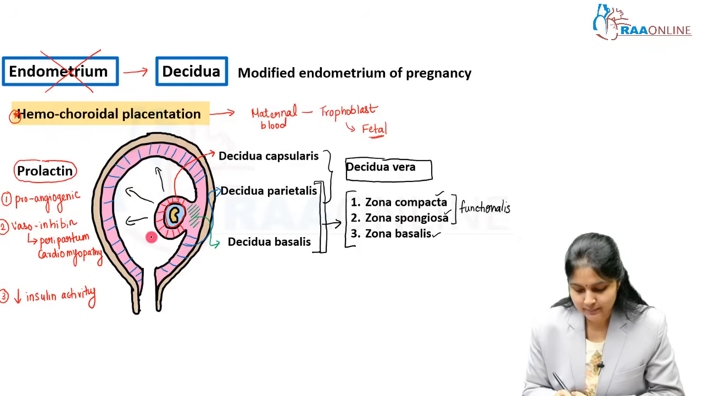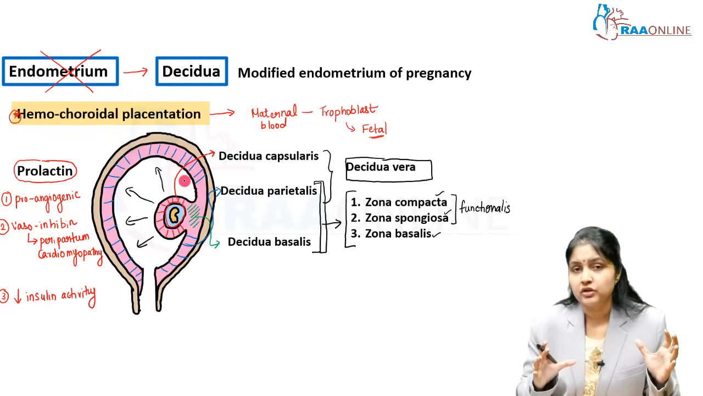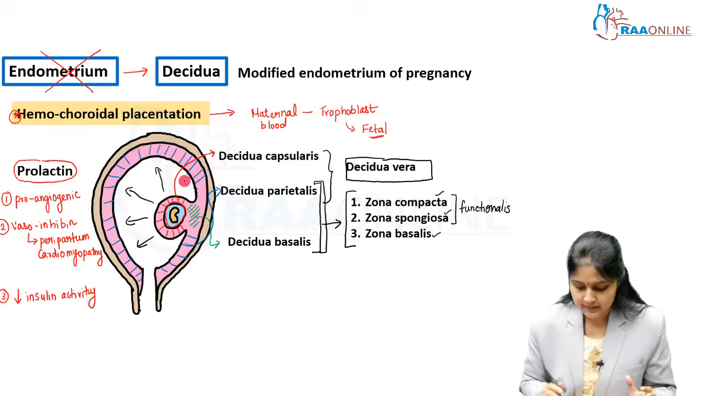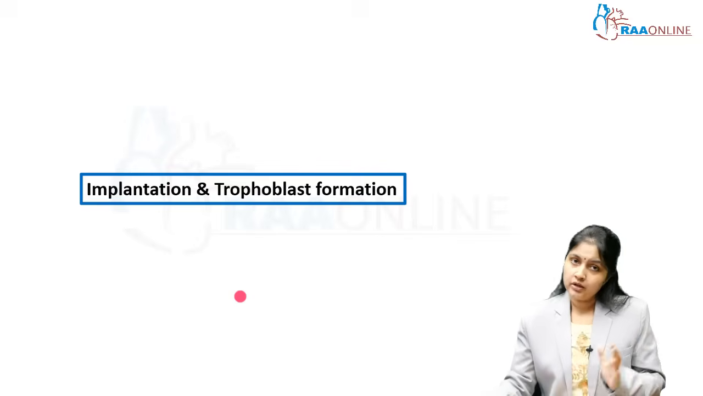So it keeps expanding and at one point this decidua capsularis and decidua parietalis fuse with one another when the fetus grows to a certain size. So this fusion happens around 14 to 16 weeks, around the beginning of the second trimester. Let's go on to the next event.